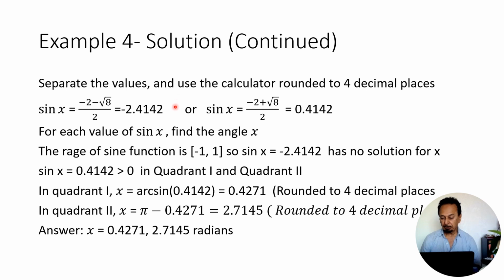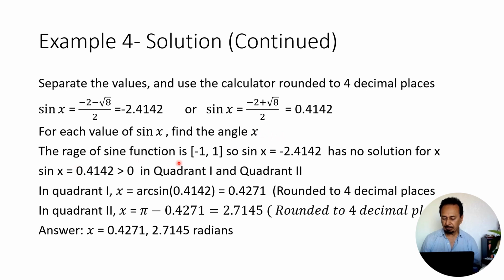So now we separate the values and use the calculator, rounding to 4 decimal places. So sine x equals negative 2 minus square root of 8, over 2, which equals negative 2.4142. And sine x equals negative 2 plus square root of 8, over 2. Now I put it on the calculator, and it gives 0.4142.